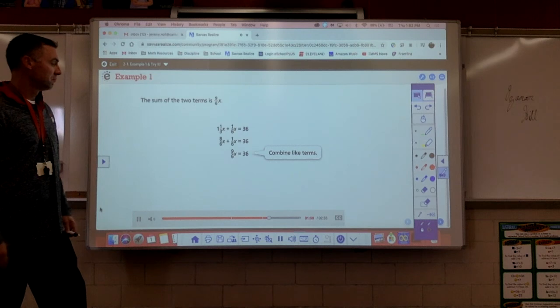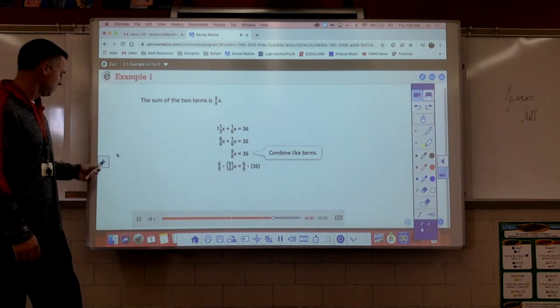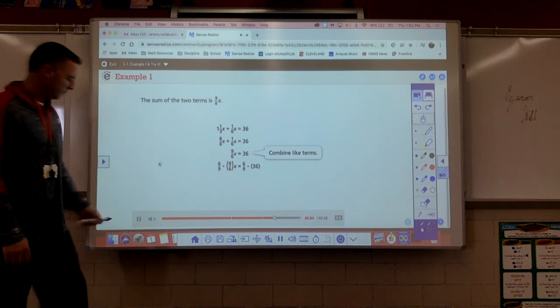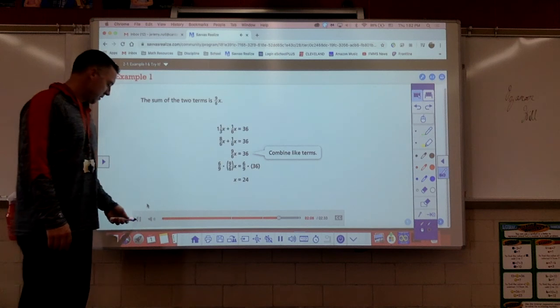Use multiplicative inverse to solve. 6/9 times 9/6 x is equal to 6/9 times 36. So x is equal to 24. Can't we just divide that?